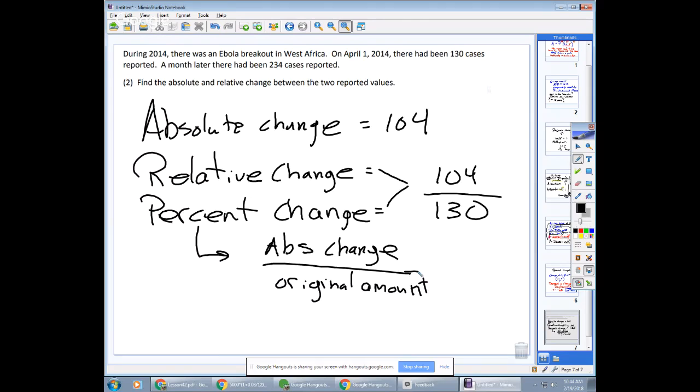So what sounds more dramatic? So you're one of the doctors on the site, you're trying to get more aid to help out. Would you say, hey, we went up by 104 cases, or would you say we went up by 80% of what we had before? 80% sounds a little more dramatic, yeah.